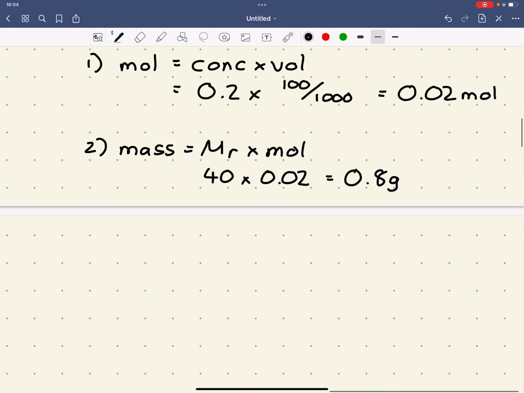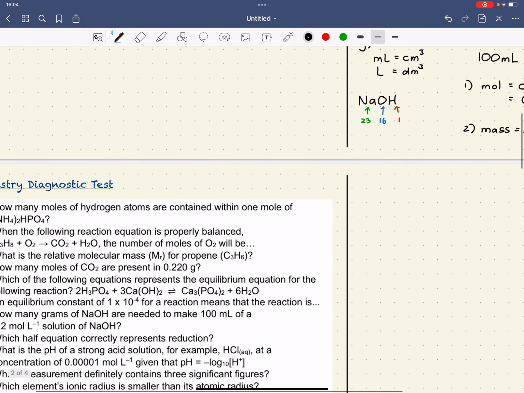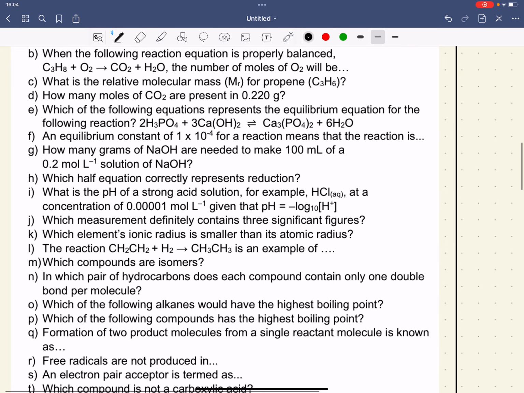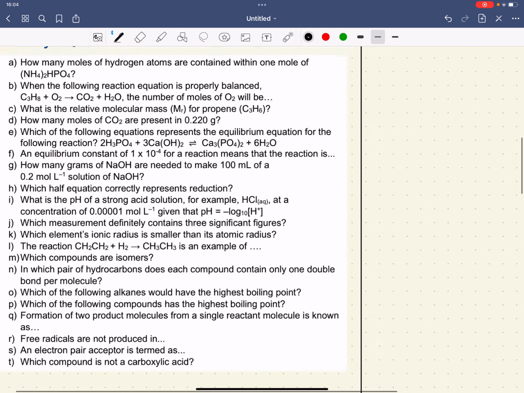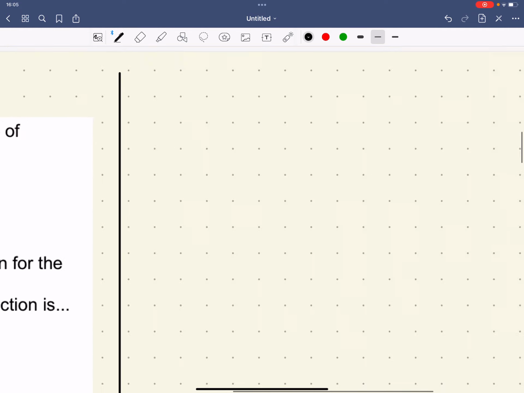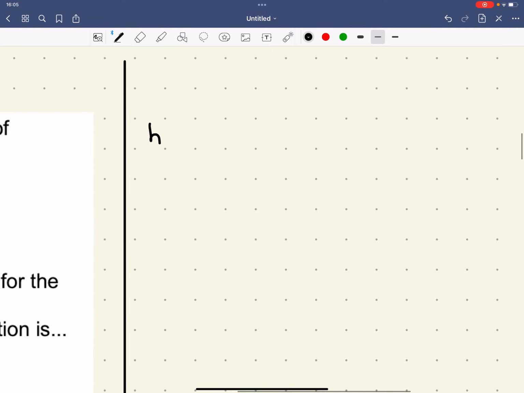So let's move on to question 8. And question 8 or H is here. It says which half equation correctly represents a reduction. You're given certain options, 4 options. What I would say is that remember that reduction and oxidation is explained in terms of electrons, and half equations would represent either the oxidation process or the reduction process, and it's asking which of these half equations represents reduction.